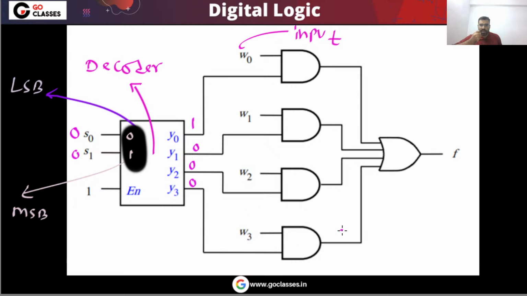And they all are connected to the AND gate. So this will become 0, 0, 0, and this will become 1. So this will become W0. And finally, you will get F equal to W0. Correct? Yes or no? Very simple.